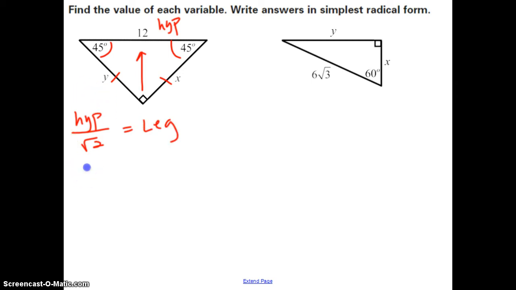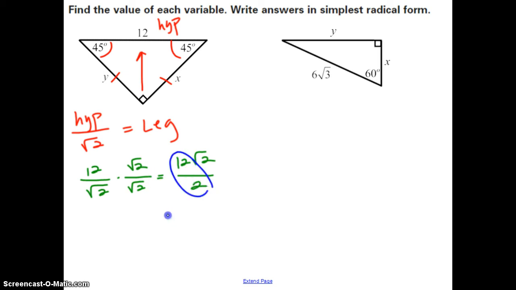Now, when we take that 12 and substitute that in for the hypotenuse, we end up with this radical in the denominator. So to get rid of it, we want to multiply by the square root of 2, and then we have 12 times the square root of 2 on the top, and then we have 2 on the bottom. And again, to simplify, look at 12 divided by 2, and then we're going to get 6 times the square root of 2 as our final answer. So this leg is 6 root 2, and this leg is 6 root 2.